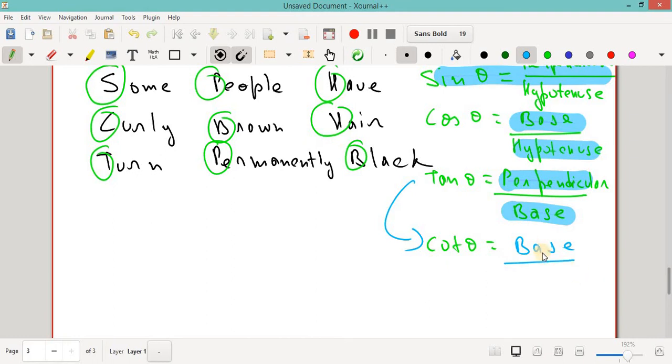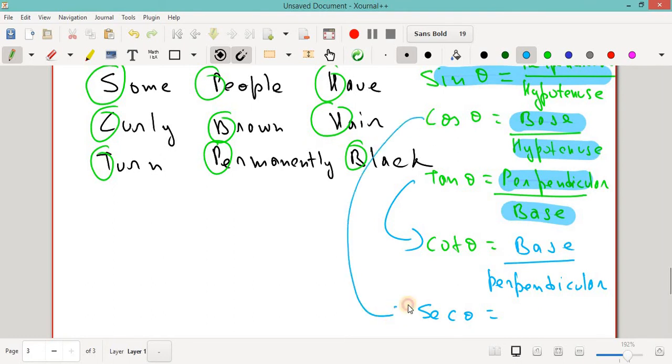So what is cot theta? It is base by perpendicular. Now what is cos theta? We know base by hypotenuse. Now sec theta, second, we are learning in a simple way, so that we can easily recall it or do the questions in our examination. Now what is sec theta? Sec theta is nothing but hypotenuse by base. We have to just reciprocal cos theta.